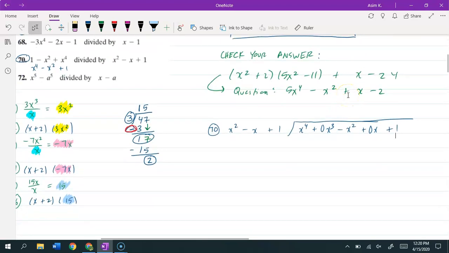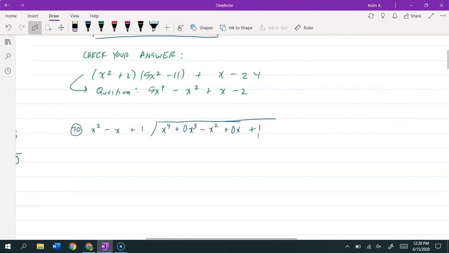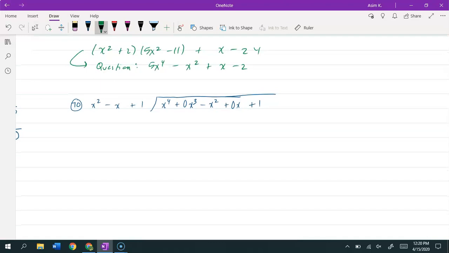All right? So now we're going to go ahead and start with that first term. We're going to take the first term, and I'll write the algorithm for you once again. You're going to take x to the power of 4 and divide it by x to the power of 2, and what you should say back is the answer is x squared. Then step number 2 is you're going to take everything that you have out front in the divisor, so x squared minus x plus 1, and multiply it to the x squared that you just got.